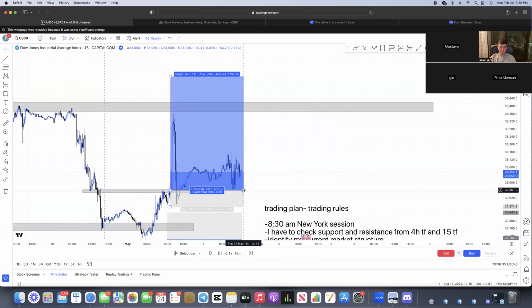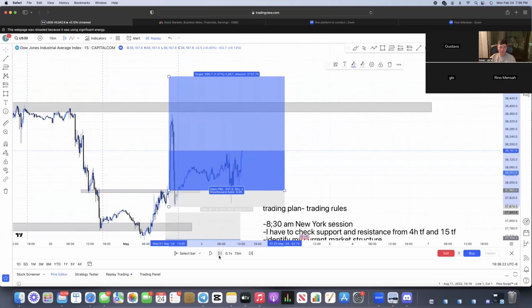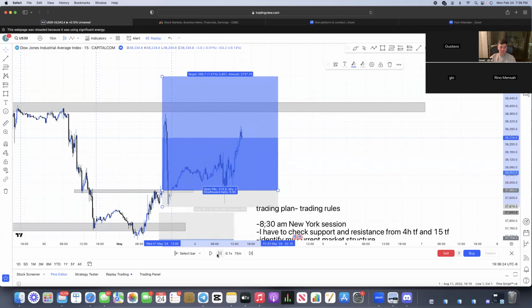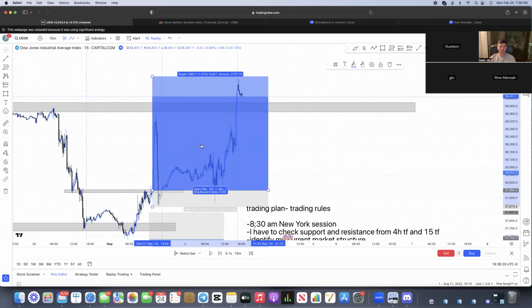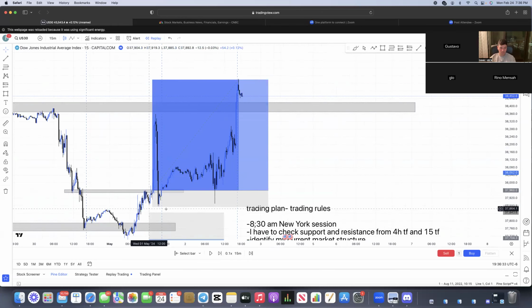Thing looks nasty. There you go. Take profit. You guys see? For 1 pip, take profit hit. It almost took us out.